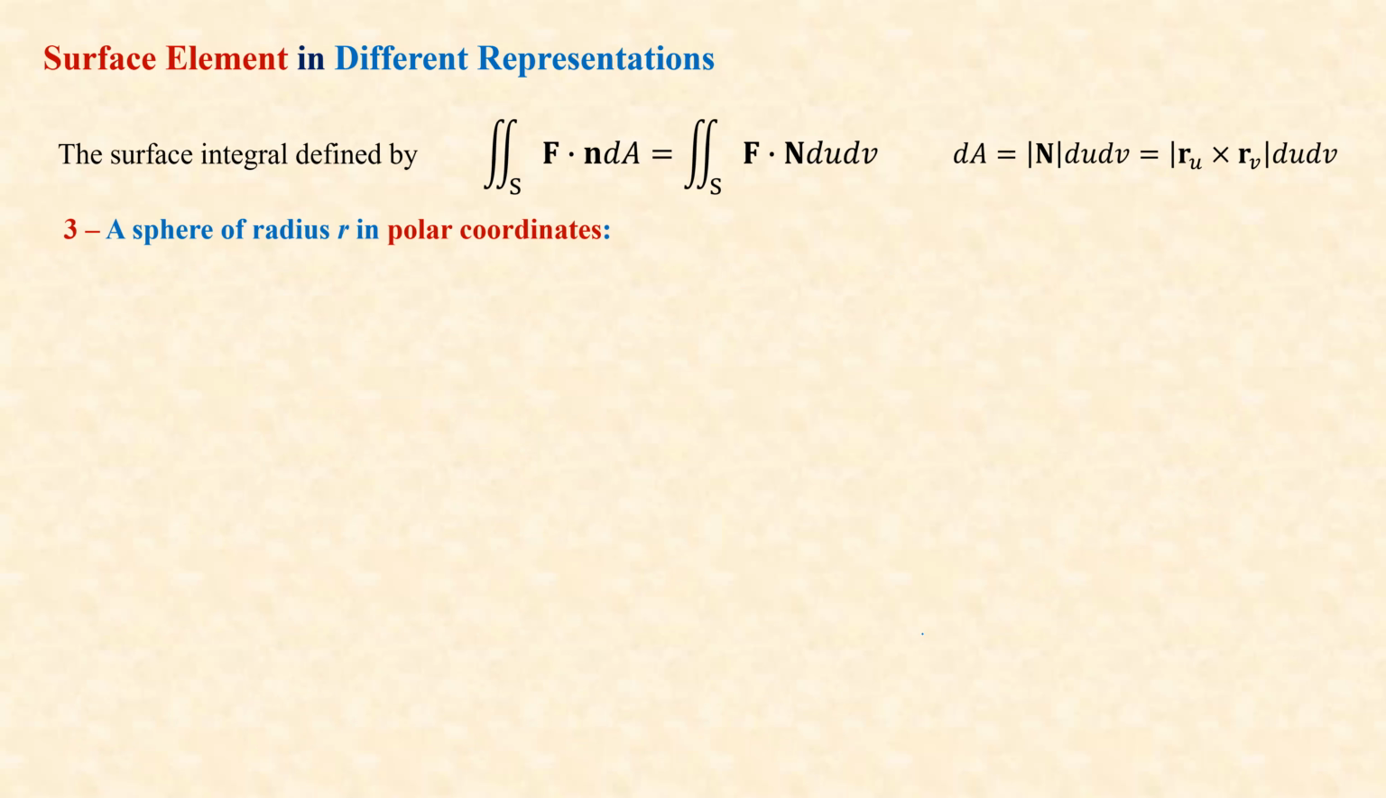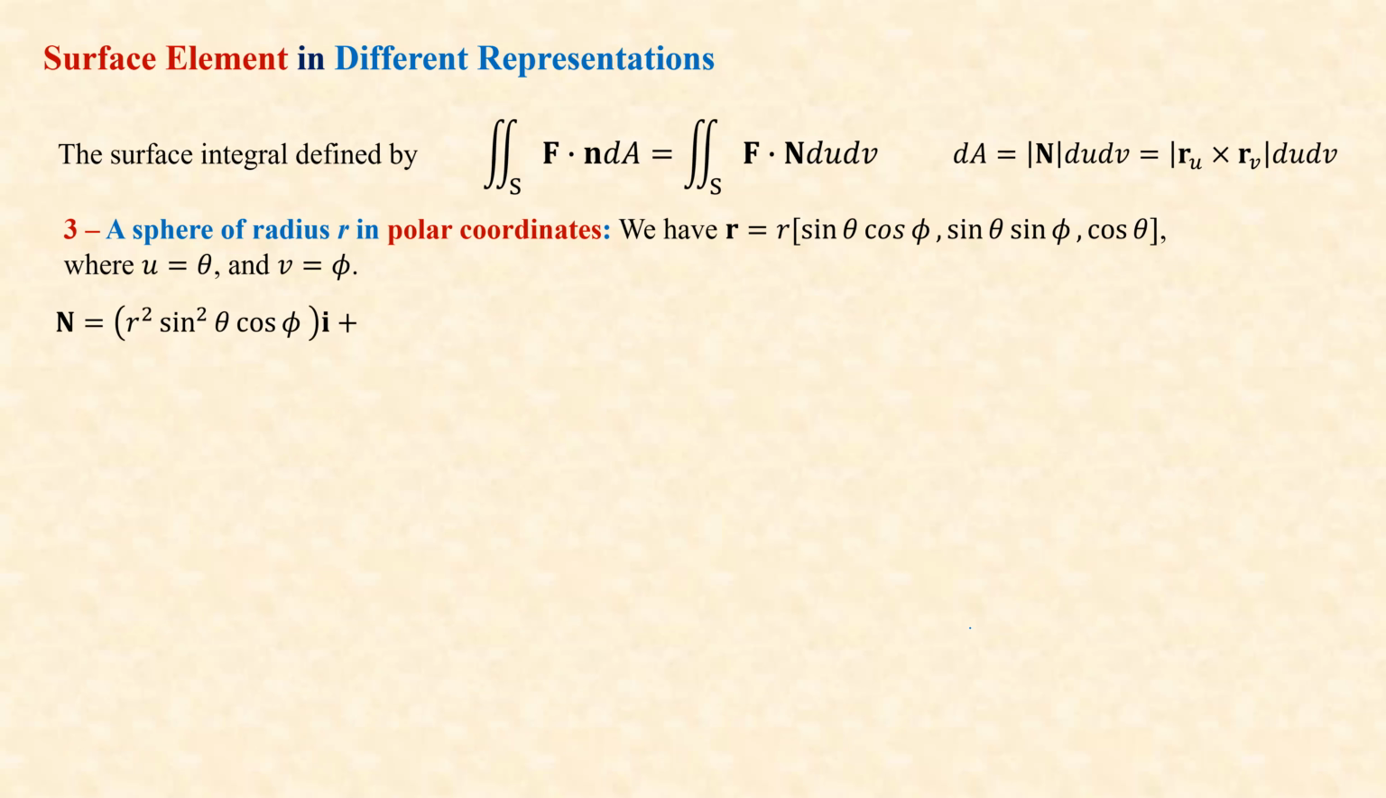A sphere of radius r in polar coordinates. We want to see what is the surface element, area element. We have r equal to that again, the representation. U is theta and v is phi. And then n is r squared sine squared theta. We have done this several times already.